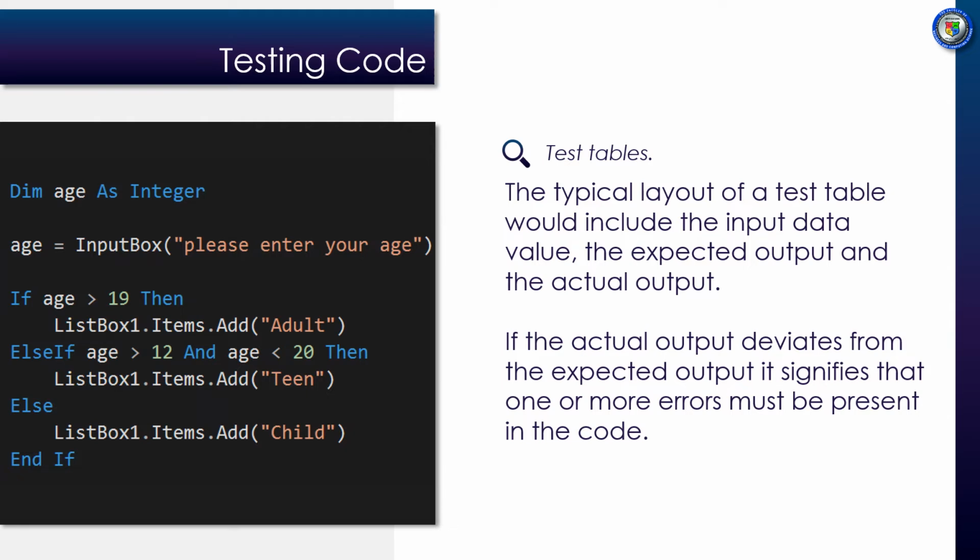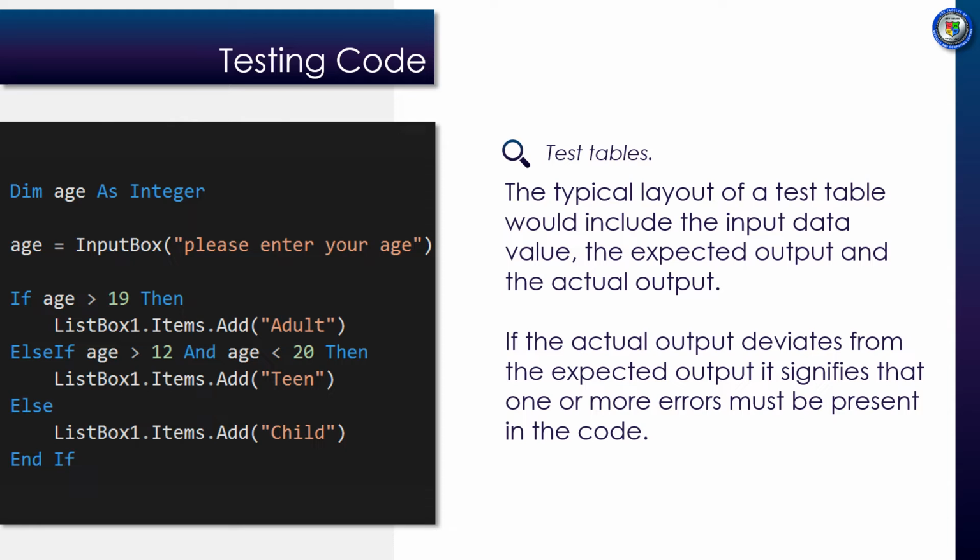As we mentioned, when we are testing code, a test table would be produced. This test table would include input data, expected output and actual output. If the actual output deviates in any way from the expected output, this could be identifying an error.